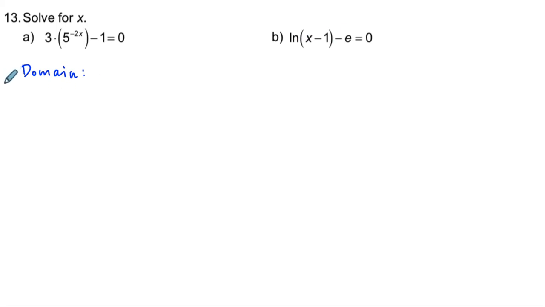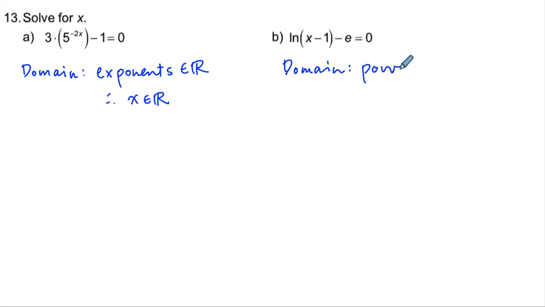So in fact, you should always think about domain before you solve any equation. The thing is, exponents don't have any restrictions. Exponents are contained in the reals. And so therefore, x can be contained in the reals. We have no domain restriction. Meanwhile, over here, x is in the power, and we know that powers have a restriction. They can't be 0 and they can't be negative. And therefore, we are going to have a domain restriction.